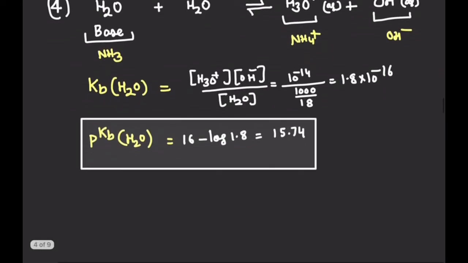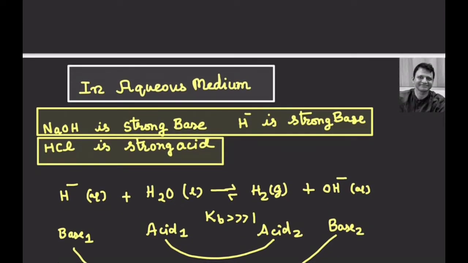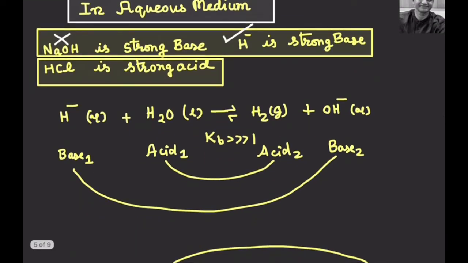Let us try to understand the meaning of strong acid and strong base in aqueous medium. We know that NaOH is a strong base, but NaOH is not a Bronsted base, it is an Arrhenius base. So we are not going to discuss NaOH here because we are discussing Bronsted. So H- is a Bronsted base because it can accept H+ from water and form hydrogen gas. Now we have to see why H- is a strong base. When H- is added to water, it takes H+ from water and converts it into hydrogen gas, and the hydrogen gas liberates out. Since the product is moving out of the system, this reaction will move more in the forward direction. That's why H- is a strong base here.